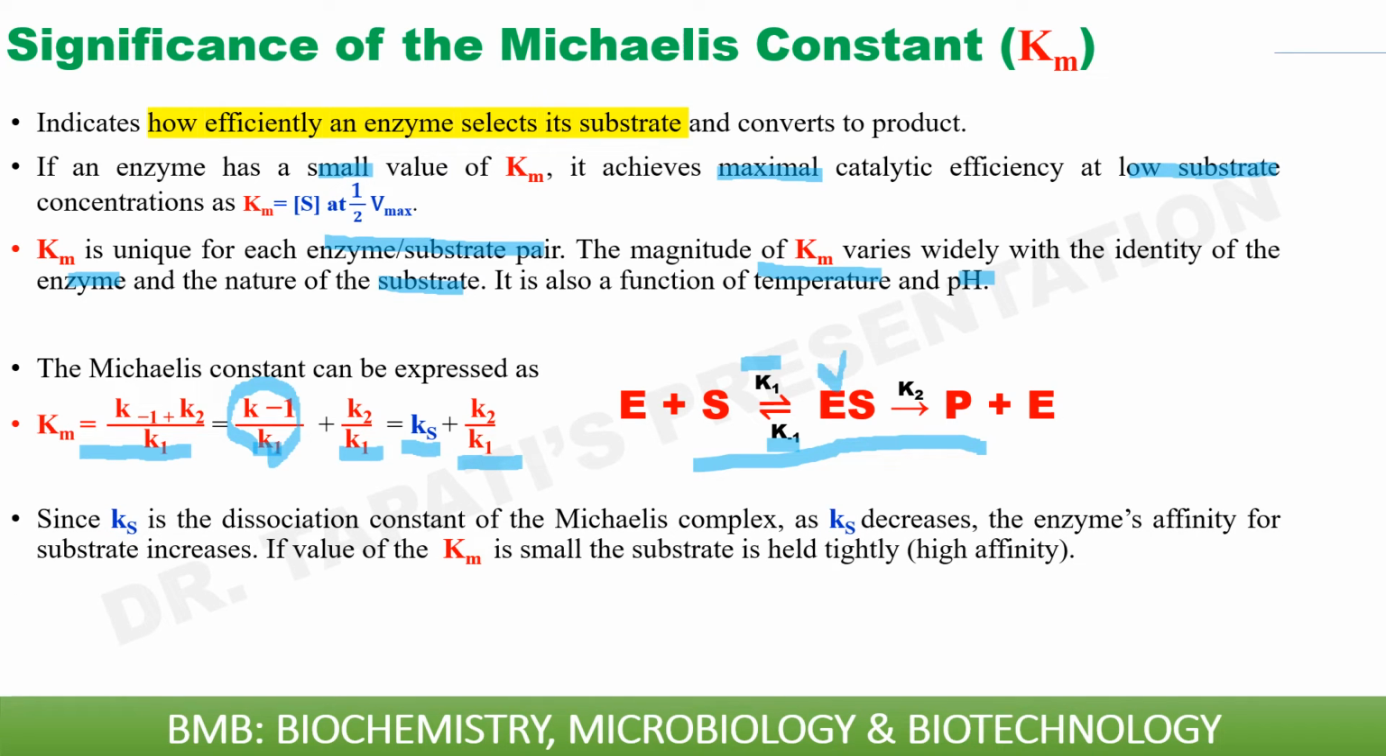Since Ks is the dissociation constant of the Michaelis complex, if Ks decreases, the enzyme's affinity for substrate increases. Therefore, if the value of Km is small, the substrate is held tightly, or its affinity is very high.